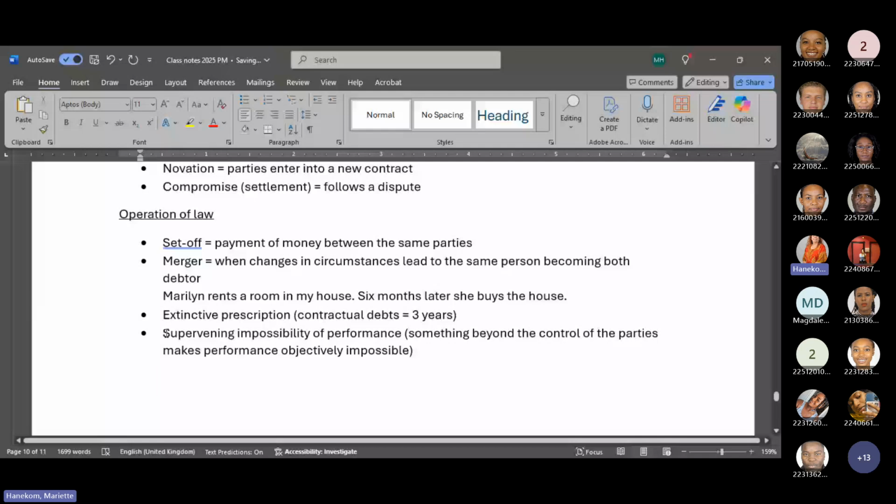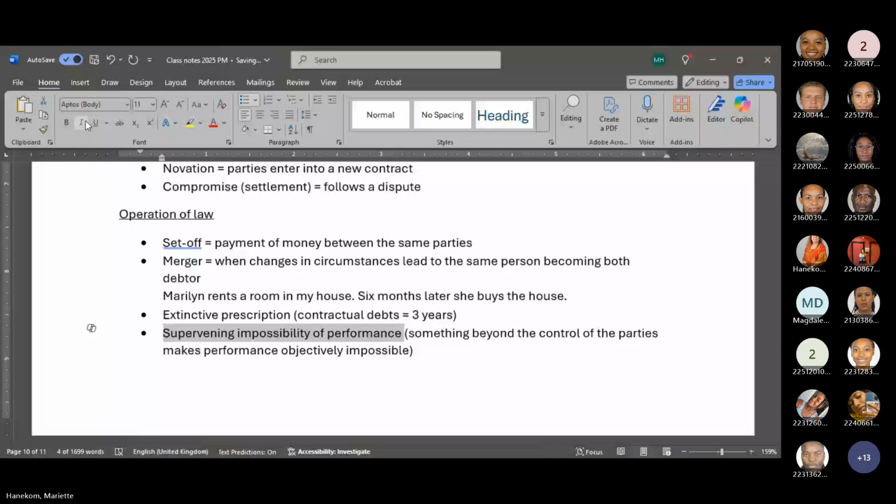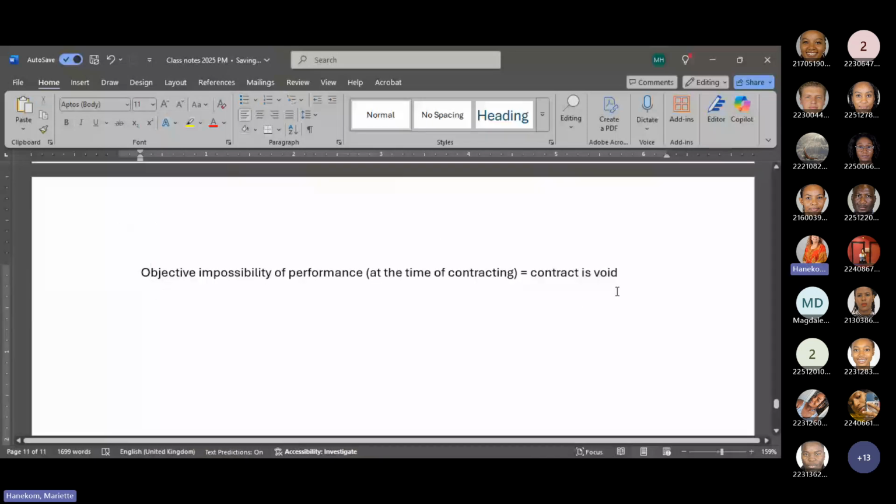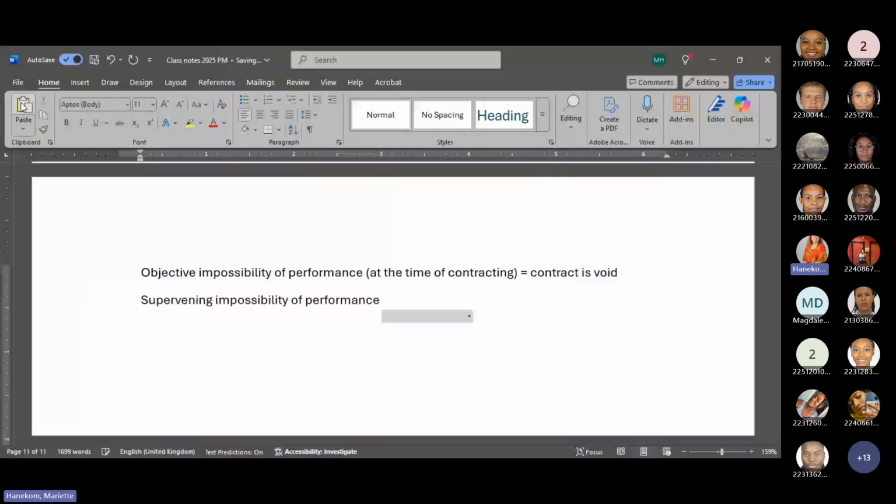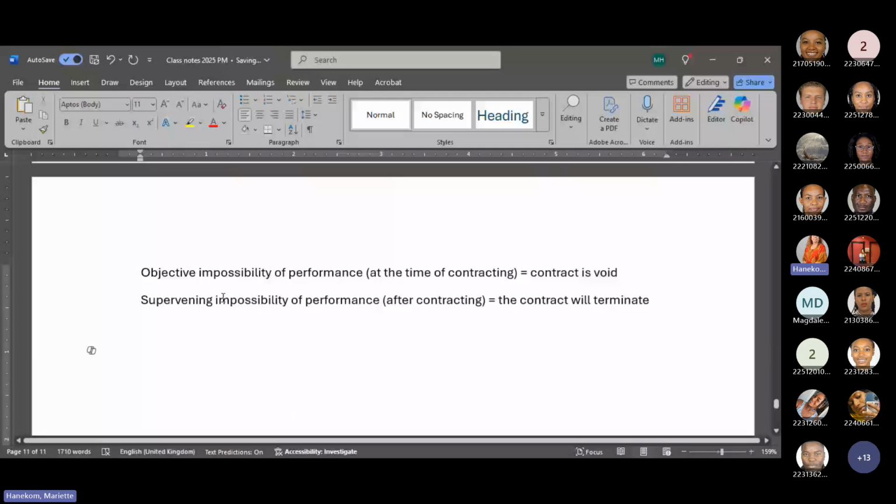Supervening impossibility of performance. Remember, I stressed at the beginning of today's class, we have a valid contract. It's not suddenly going to go void. Supervening, so that is after contracting. The contract will terminate. Okay, that's it. Done with Unit 7.